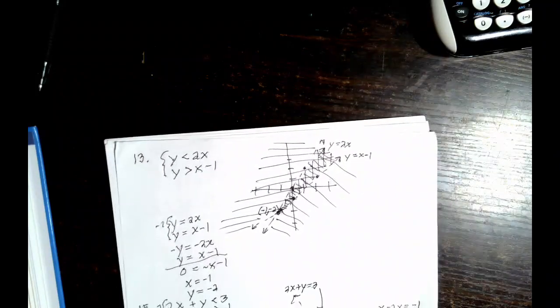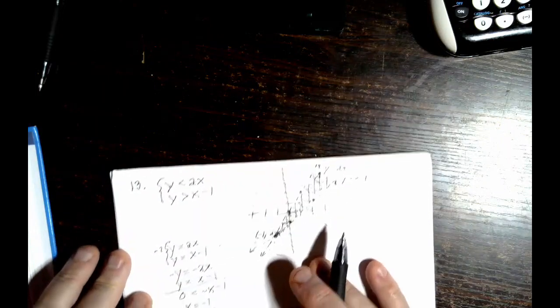Okay, 13. Alright, 13, they say graph the solution. They don't give you anything. They don't give you a graph or anything. You've got to come up with the answer yourself. Okay, so you're talking with y equals 2x and y equals x minus 1.